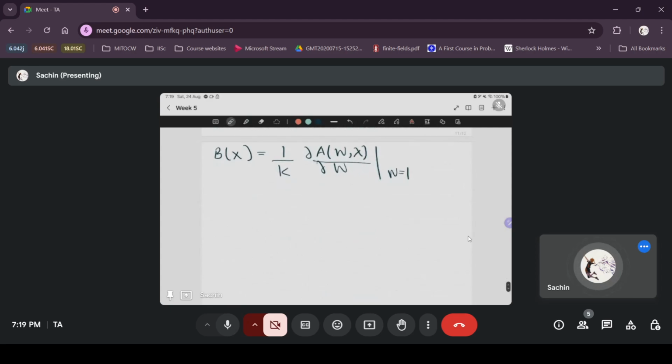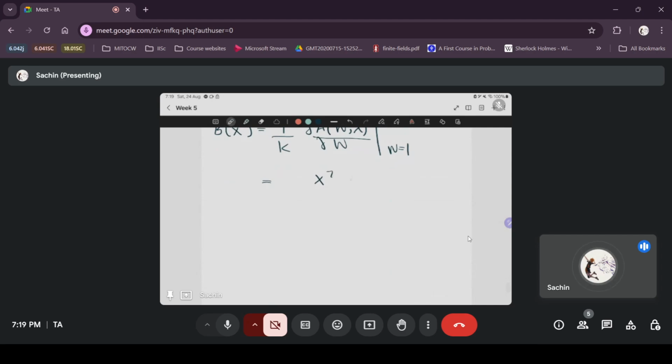So we have the partial derivative of A of W comma X with respect to W evaluated at W is equal to 1. You do the partial derivative and evaluate it yourself, okay? And check if you get x power 7 divided by 1 minus 2x plus x square minus 2x cube plus 2x power 4 plus x power 6. So you can check that.